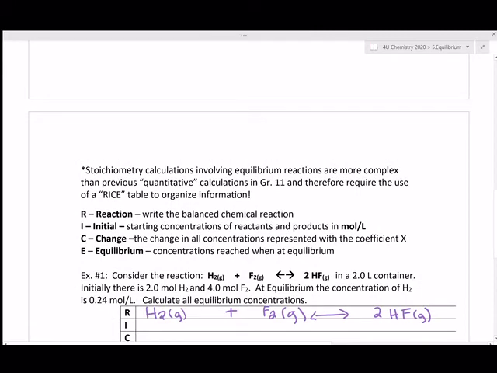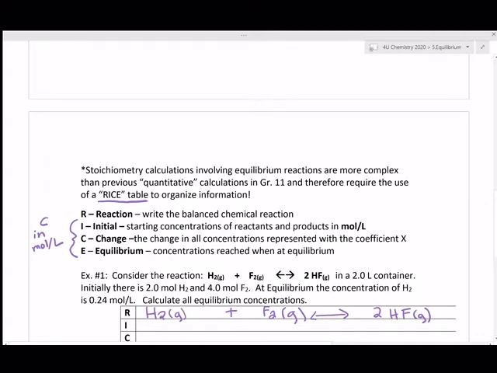So we're going to use something called a Rice table to help organize our information. Now, some textbooks and videos, even a video I had you watch today, call them ICE tables or ICE boxes. I like Rice just because the R stands for reaction. So this is a place where you actually write your chemical reaction. And then everything else is all about concentrations. So concentrations in moles per liter, okay?